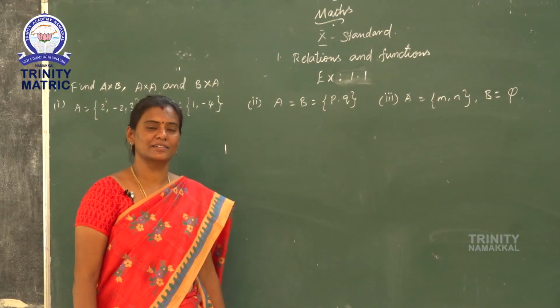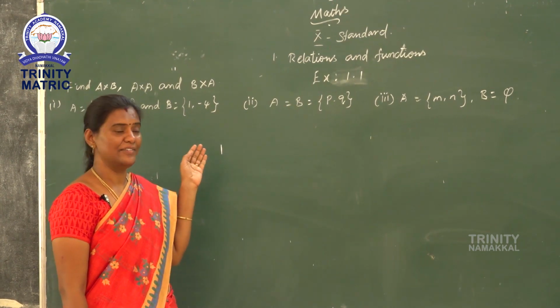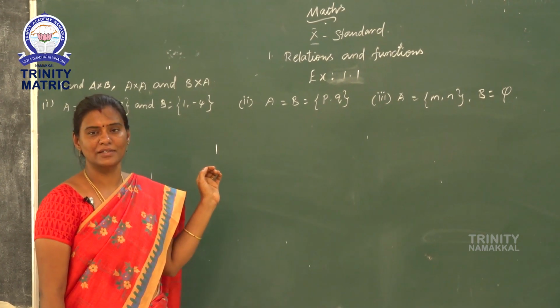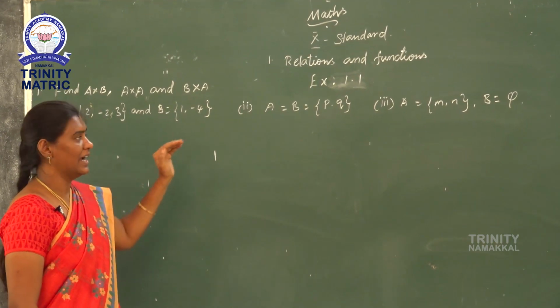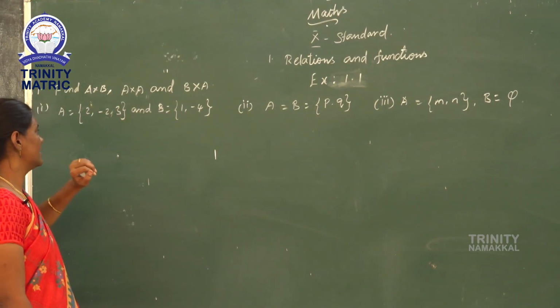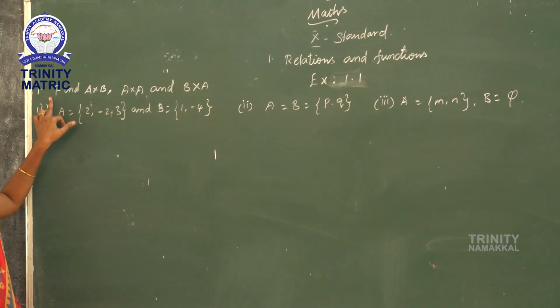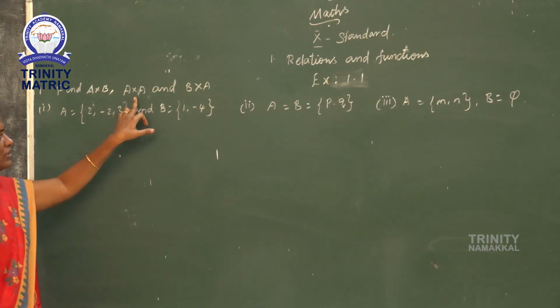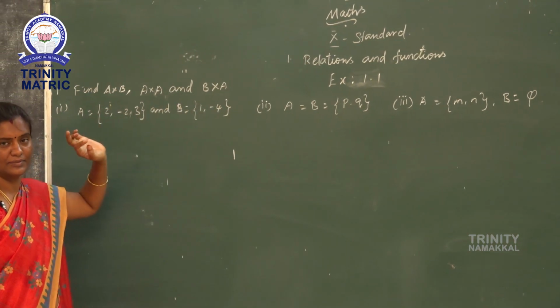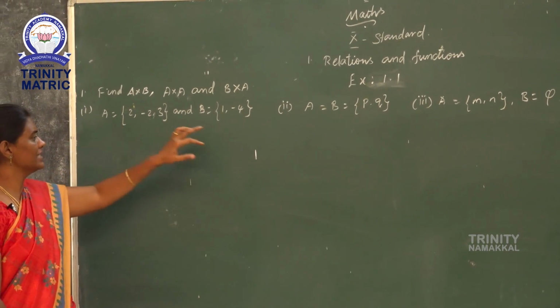Hello dear students, in the last session we studied chapter 1 example sums. Now we are going to see exercise 1.1. See the first sum: find A cross B, A cross A and B cross A. Here the question is given.